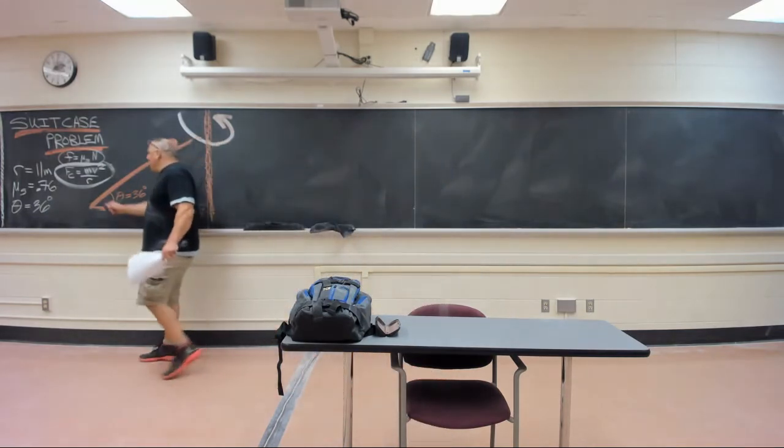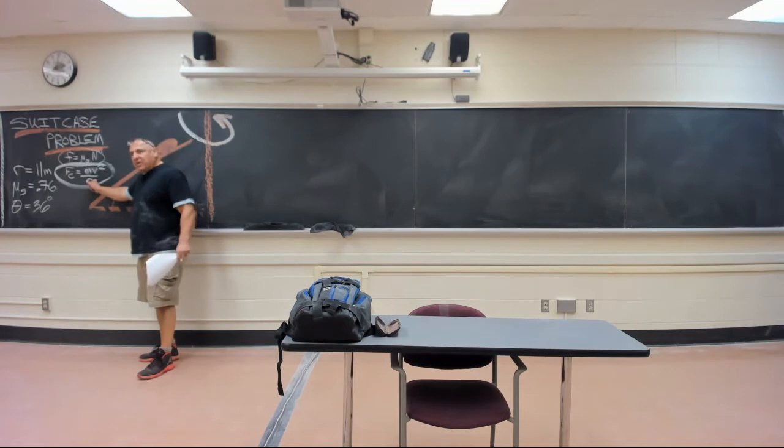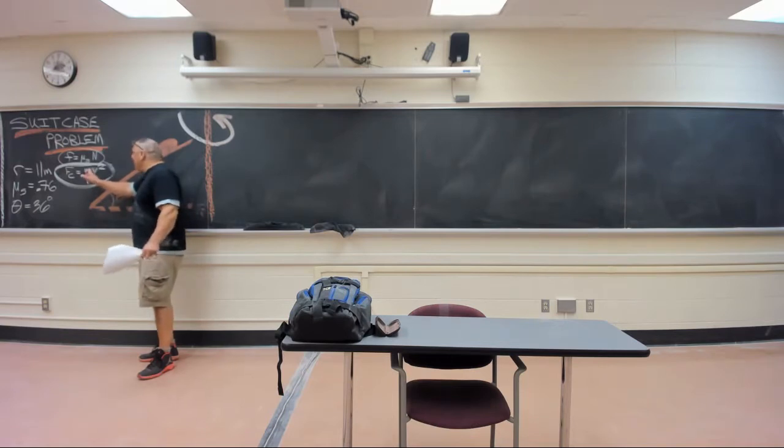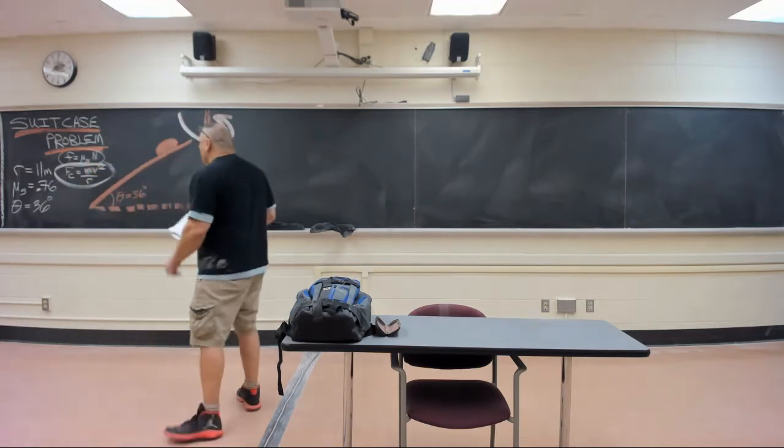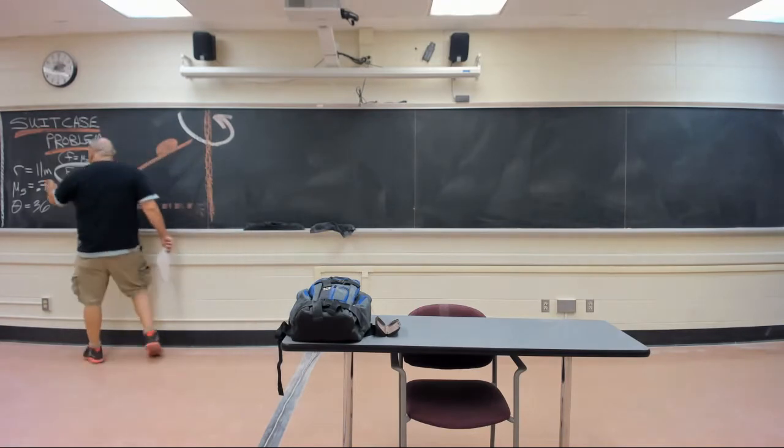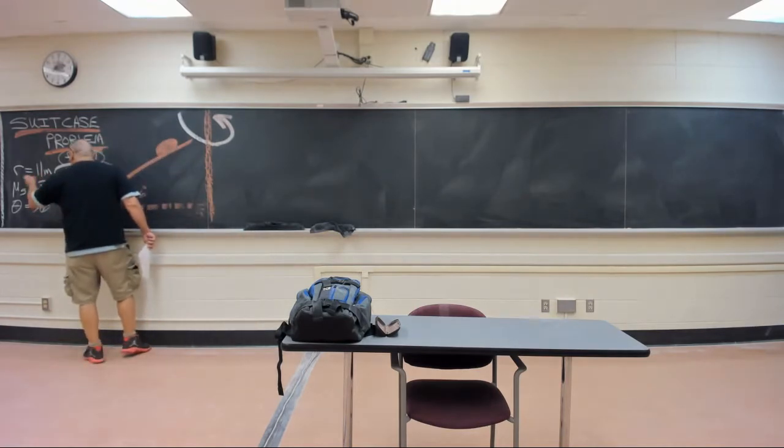Whether it's the centripetal force, the real force, or the centrifugal force, the fictitious force, the mathematics is identical for both. F sub C equals mv squared over r. F equals m s n. R equals 11 meters. They gave us some stuff here.